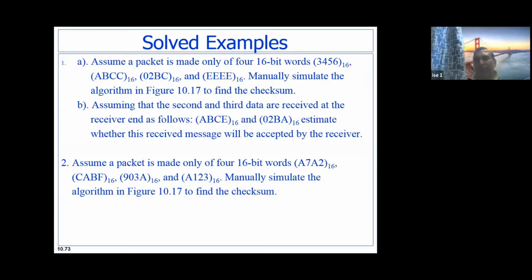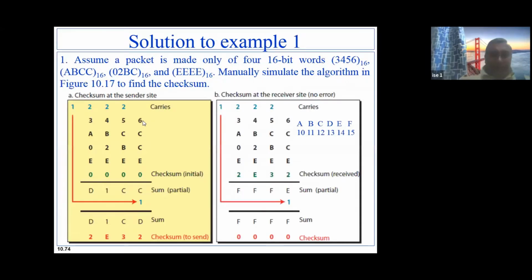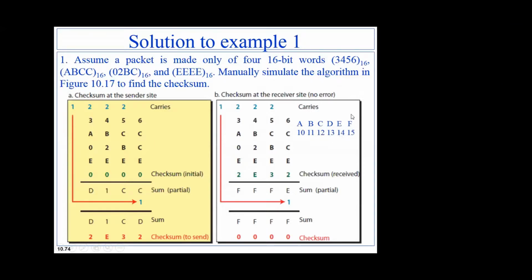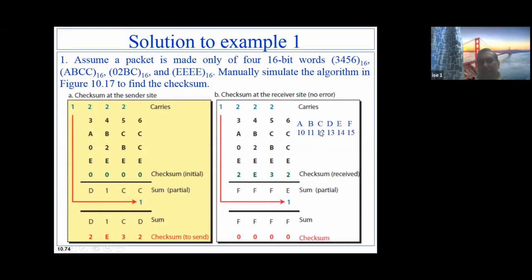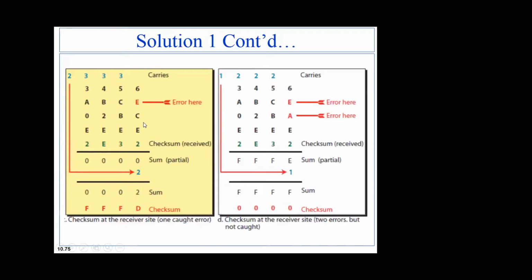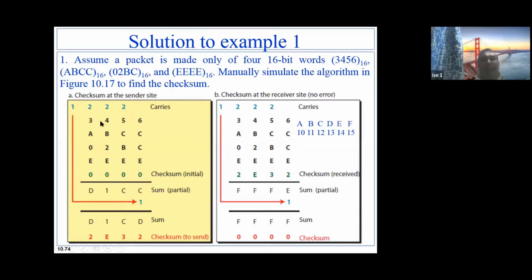So let us try solving this. Here I have written for your convenience: A is 10, B is 11, C is 12, D is 13, E is 14, and F is 15. Everybody can see this? On the screen, can you see everyone? Okay. Now I'll be taking 3, 4, 5, 6.